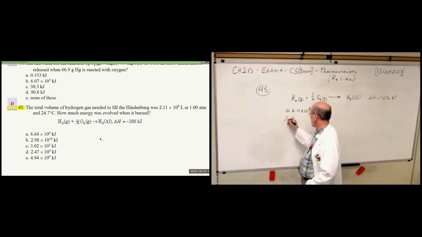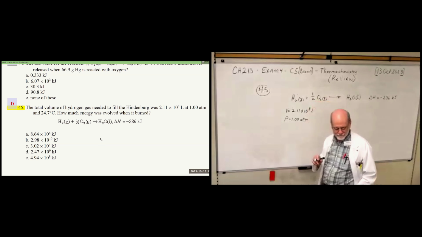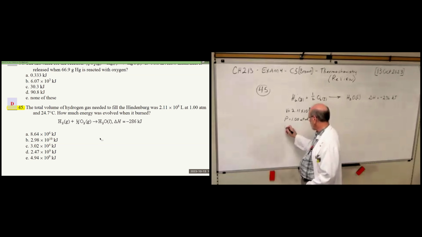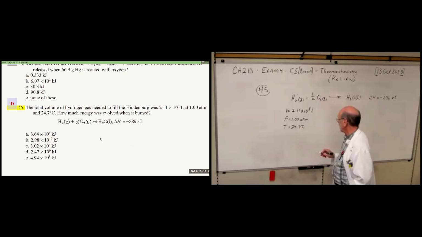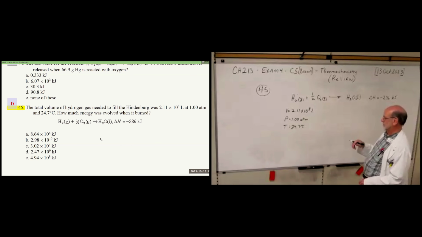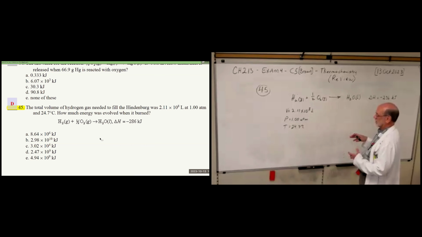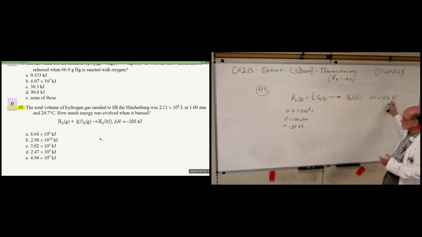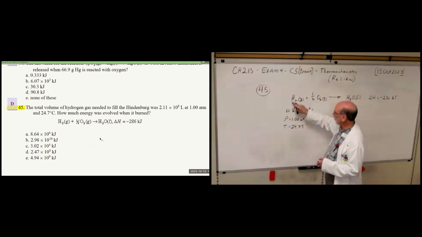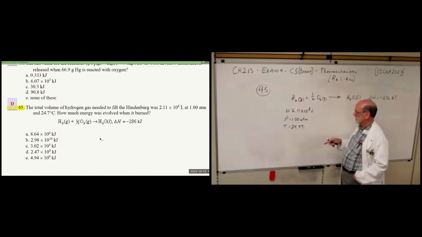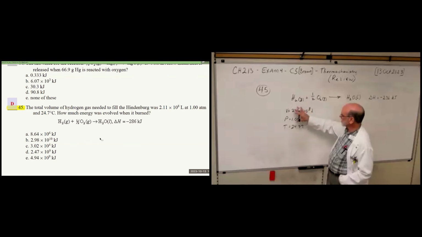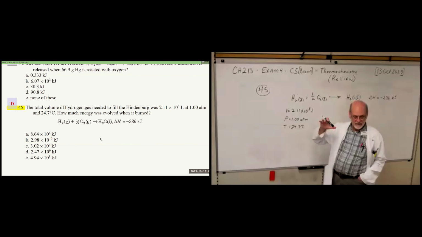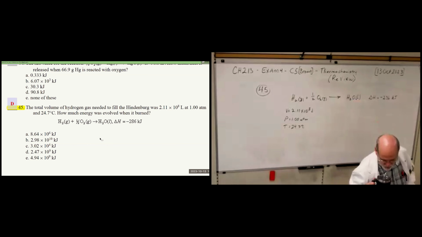And pressure is 1 atmosphere. All right. Temperature is 24.76. All right. How are we going to get a handle on this? Right, this is in terms of moles. This many kilojoules evolved for 1 mole of hydrogen. And these are the particulars about that hydrogen. So how are we going to get at the number of moles?